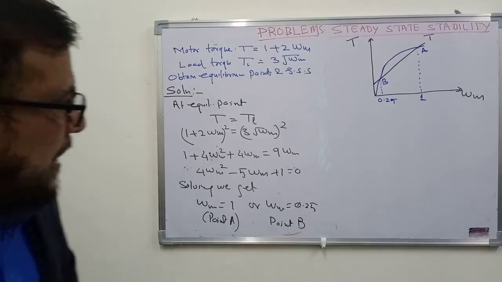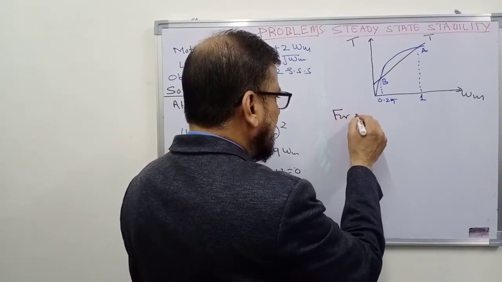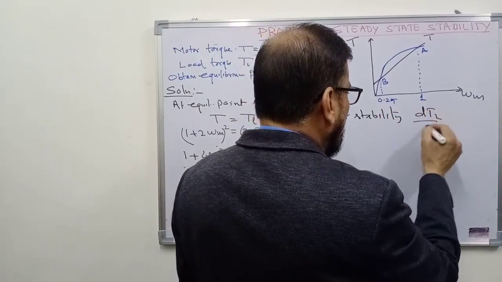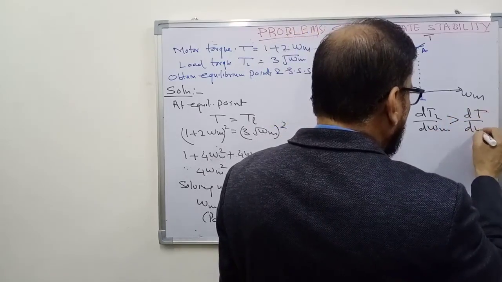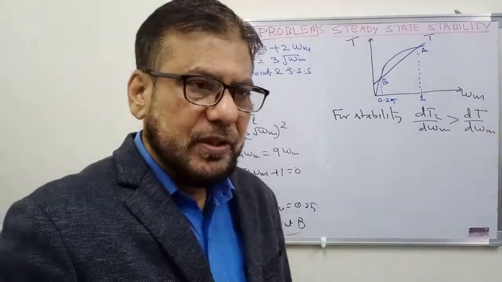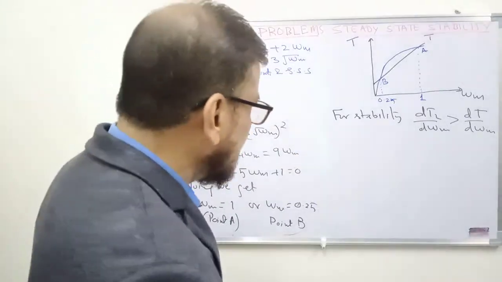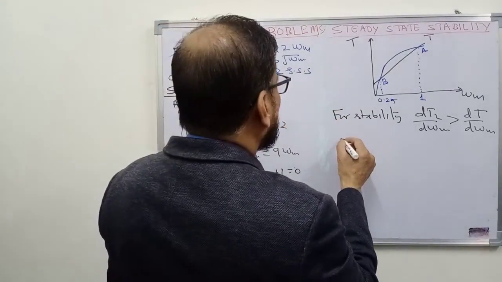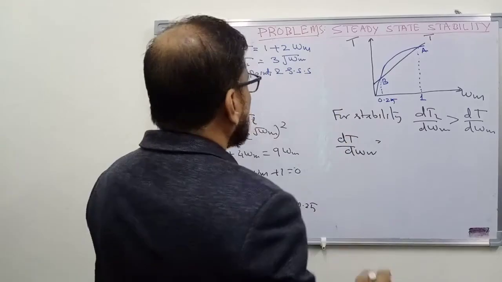So let us apply one method where we have seen that for stability, dTL upon d omega m should be greater than dT upon d omega m. If this condition is satisfied, you can say that the point is a stable equilibrium point, otherwise the point is unstable. So let us apply this method first. Let us find out dT upon d omega m. Differentiate this equation. It is equal to 2.